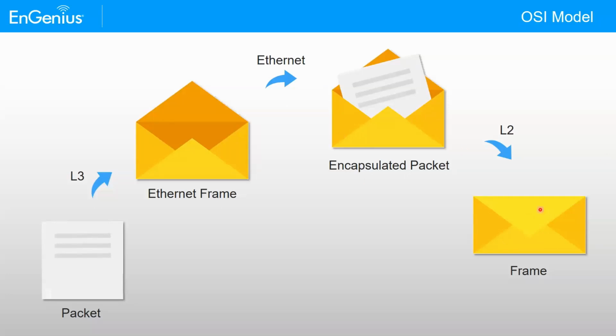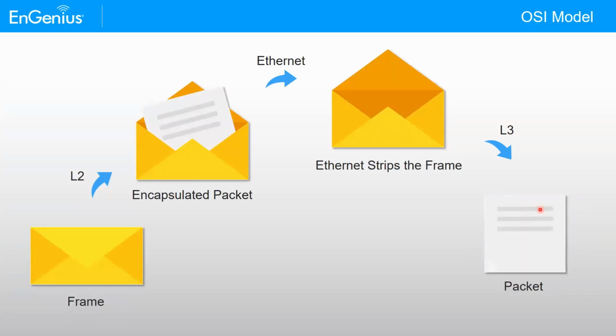Now, same thing happens if we reverse the process. Let's say, for example, from the switch, I want to send this frame onto the layer 3 network. So once it reaches your Ethernet, the Ethernet will strip off the frame from that data and then take the packet out and proceed to let the packet through the network.